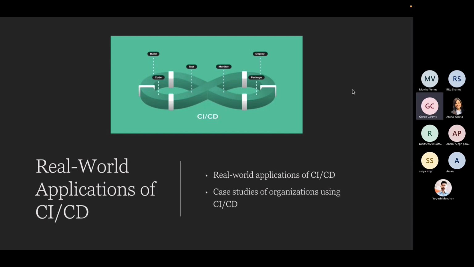Some other examples are in the financial industry, where CI/CD can be used to automate the deployment of financial applications and reduce the risk of human error. By automating these processes, organizations can ensure that their financial systems are up to date, secure, and reliable.